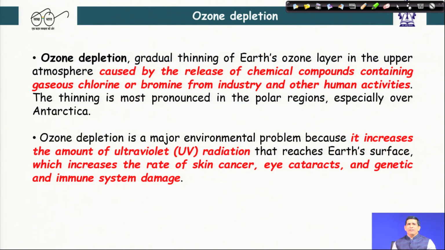So, what does ozone depletion mean? It is the gradual thinning of the Earth's ozone layer in the upper atmosphere, because of the release of chemical compounds, mostly gaseous chlorine and bromine, from industry and other human activities. Thinning is most pronounced in the polar regions, especially over Antarctica. When you have a thin layer of ozone, more UV can get into the Earth's surface, and that leads to skin cancer, eye cataracts, and genetic and immune system damage. That is why we do not want the ozone layer to be compromised. We want that ozone protective layer to be there.